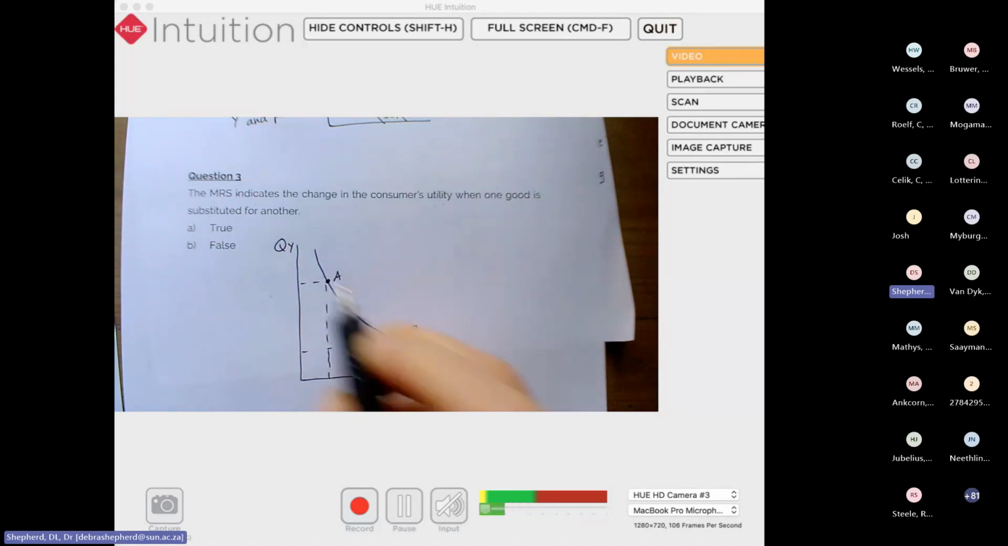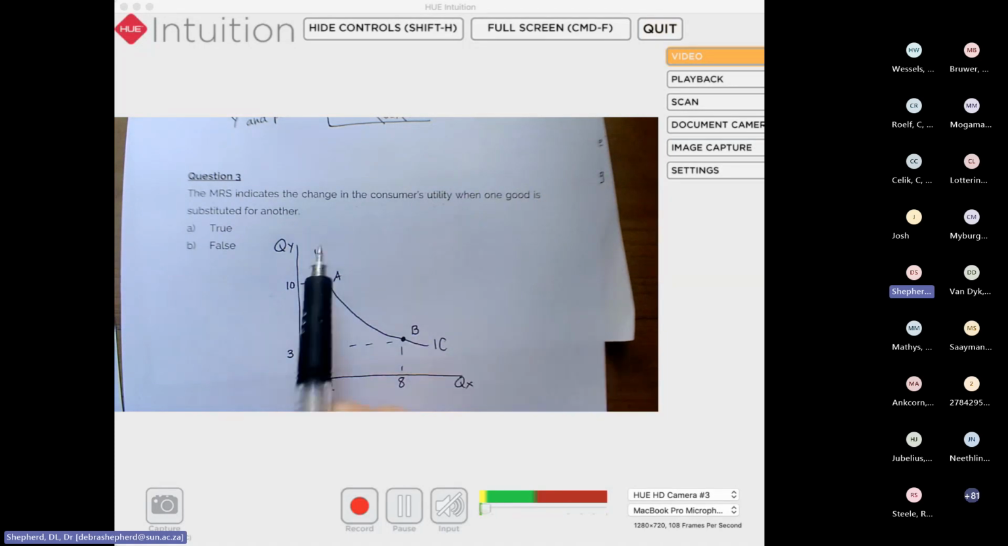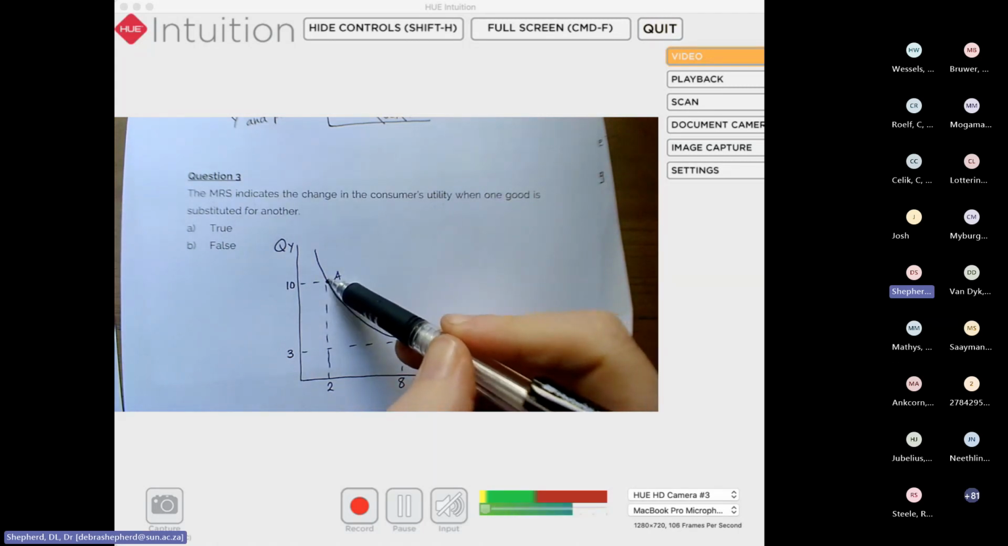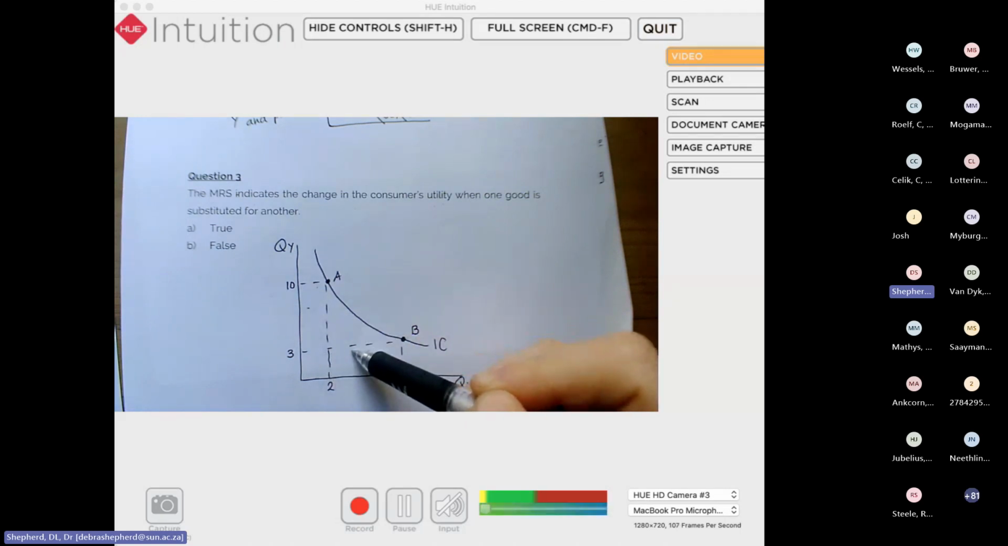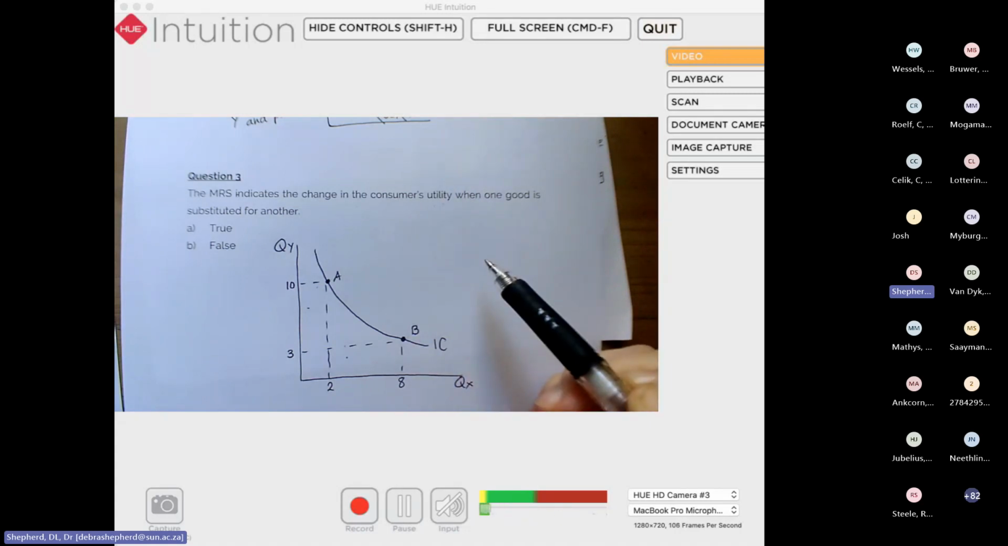And let's say that here I'm consuming 10 and here I'm consuming 3, here I'm consuming 2 and here I'm consuming 8. The person is indifferent. So at both points the consumer is equally satisfied. A and B give this consumer the same utility. The marginal rate of substitution measures the rate at which a consumer is willing to give up Y for more X whilst keeping utility constant.